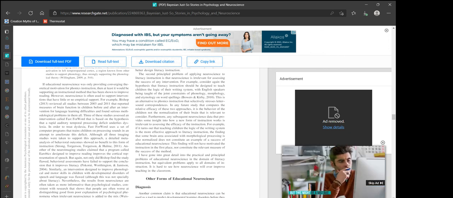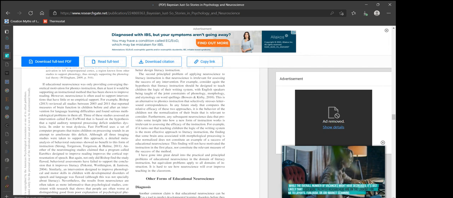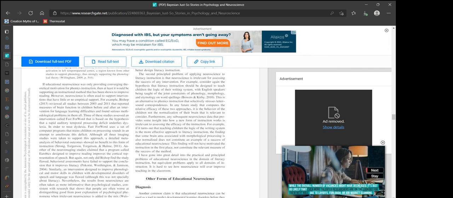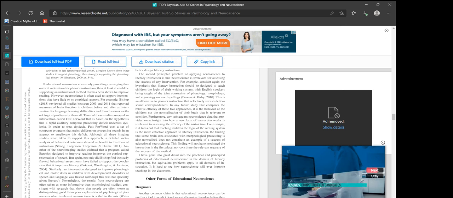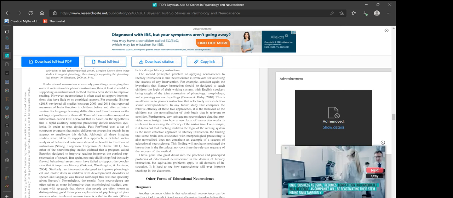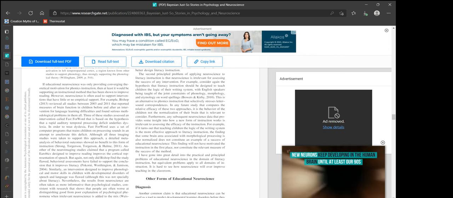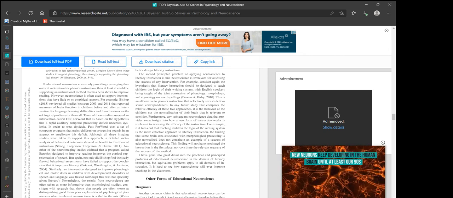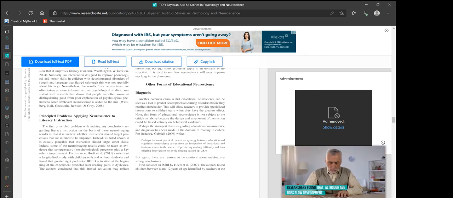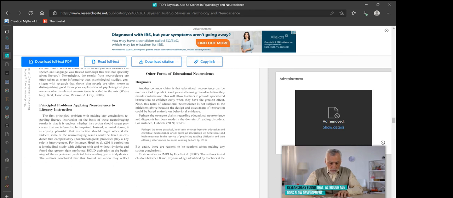I have gone into great detail into the practical and principled problems of educational neuroscience in the domain of literacy instruction, but equivalent problems apply to all domains of instruction. It is hard to see how neuroscience will ever improve teaching in the classroom. Other forms of educational neuroscience.